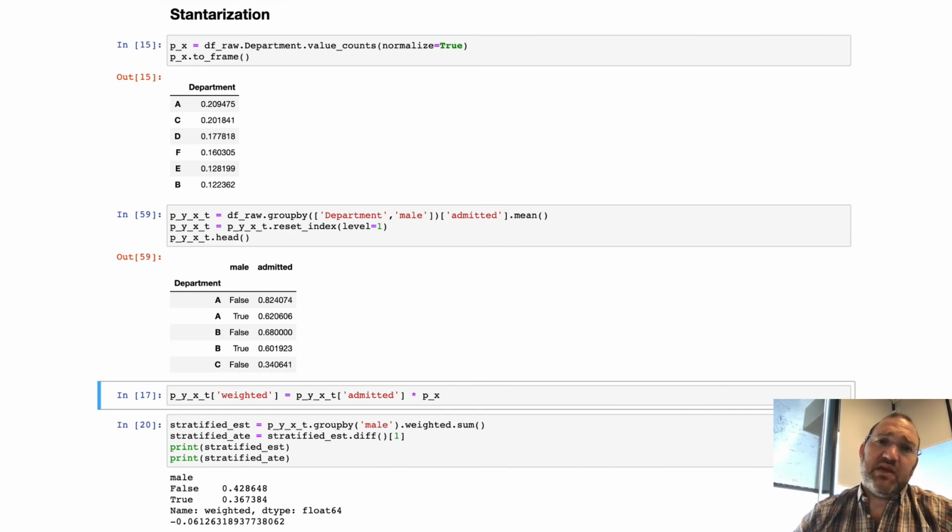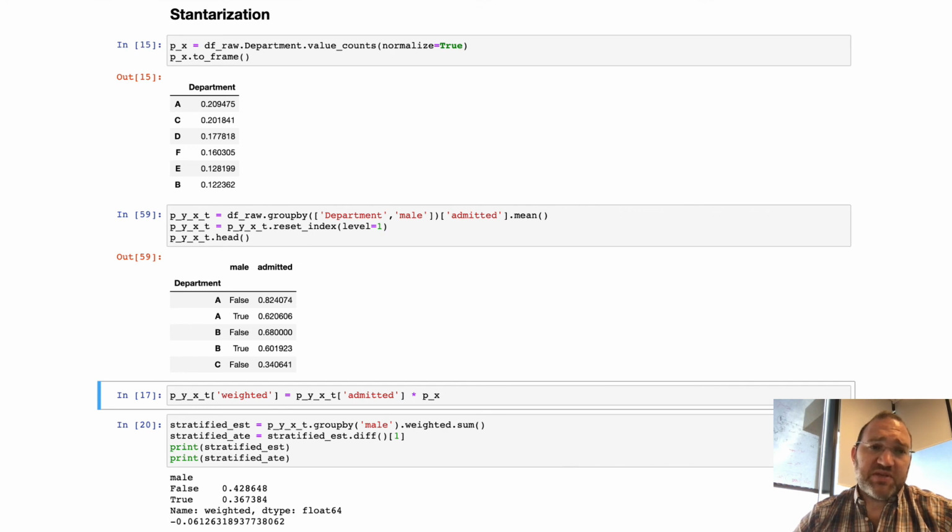Let's now see what would be a causal estimation of the same effect, the effect of gender on admission. One of the methods we learned about is called standardization or stratification. It's the same thing with different names. The recipe is as follows.